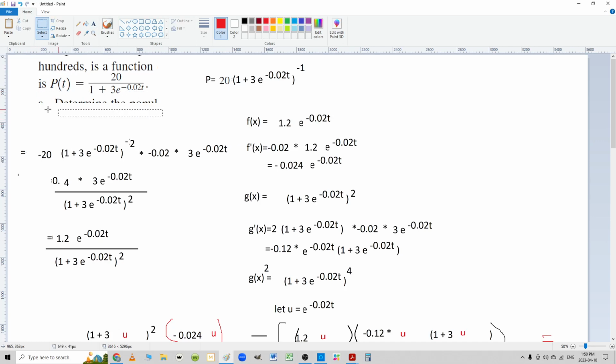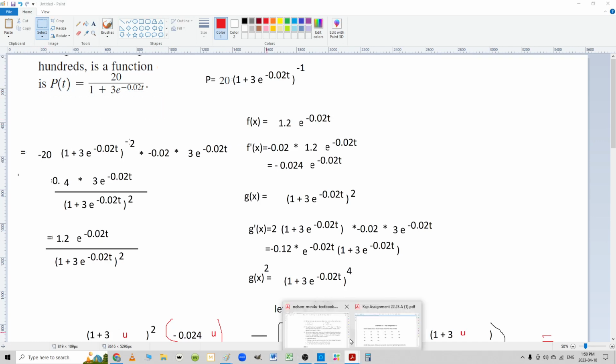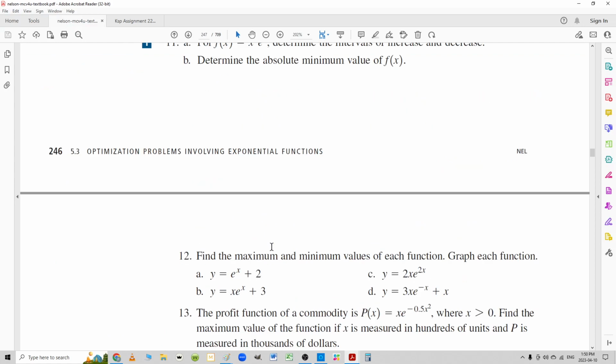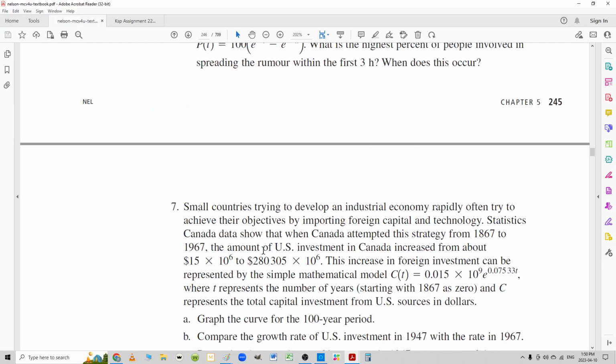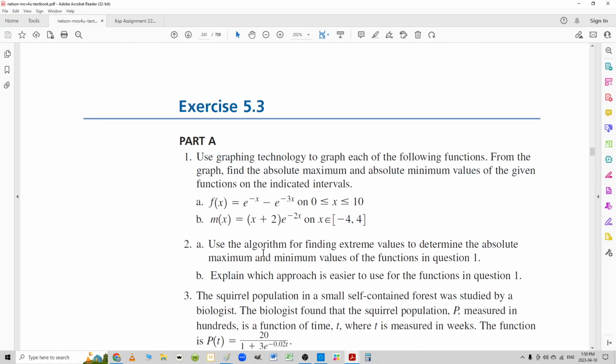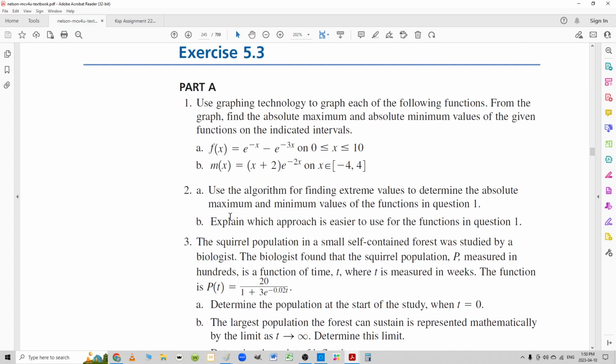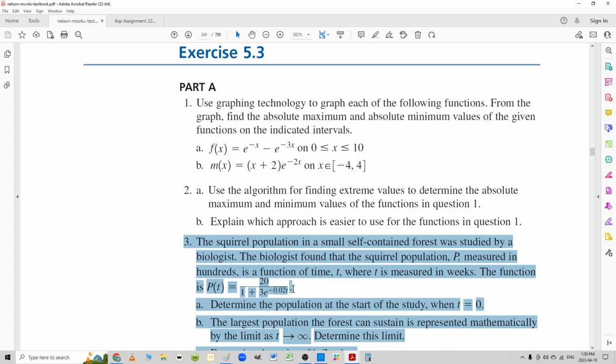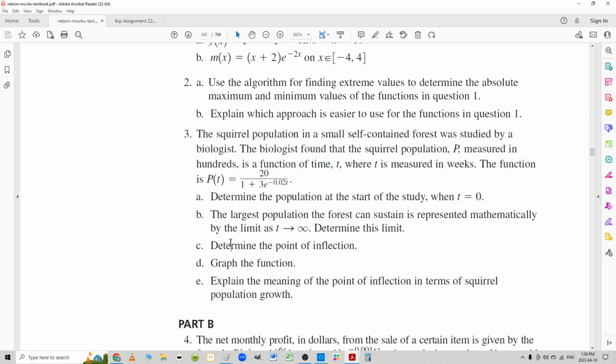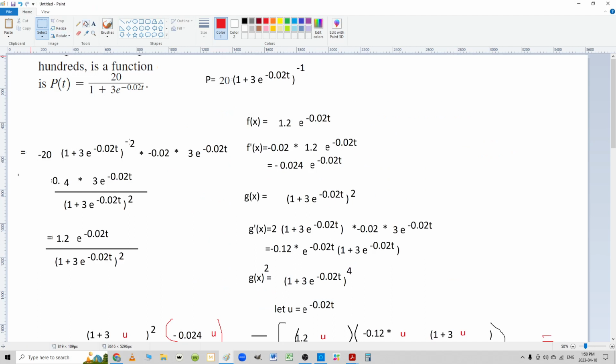So this is question 3 from page 245. It's the one with the squirrel, and we have to use the double derivatives to find the inflection point. Now, the first derivative is easy enough, but double derivatives are very good. But I want to point something out.